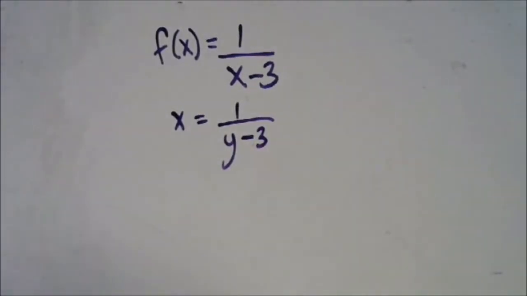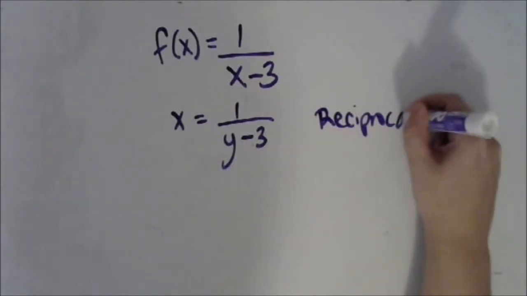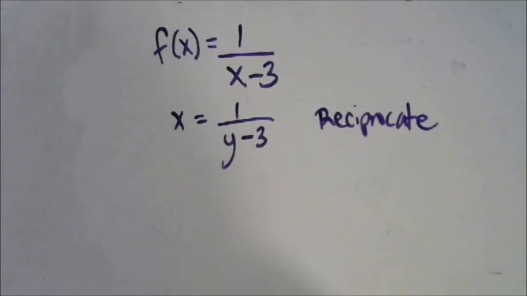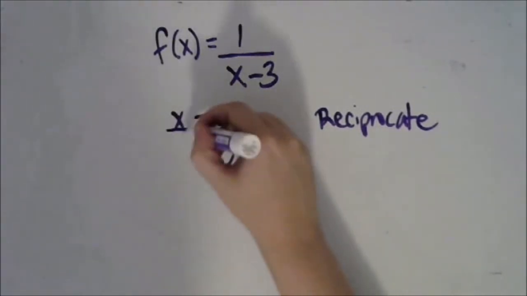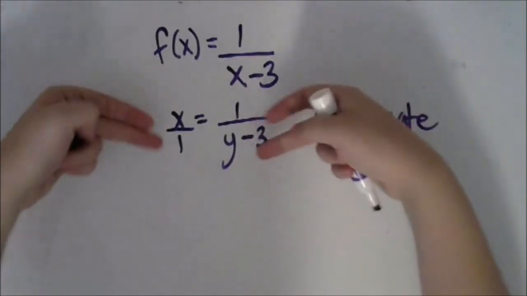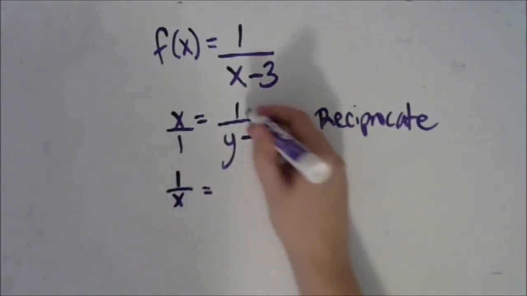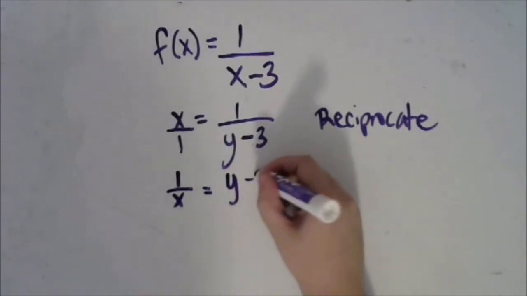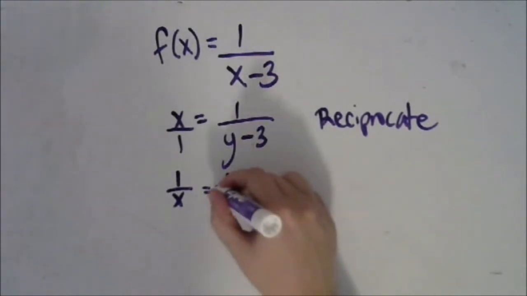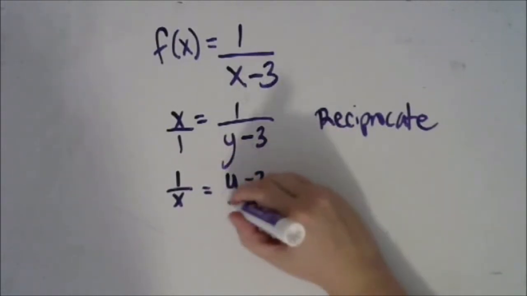Now this function has a few different solving techniques. You can cross multiply, you can find a common denominator. My favorite technique in a function like this is to reciprocate. My goal is to get y by itself, and I can't do that while y is in the denominator. So something I can do, so long as I do it to both sides of the equal sign, is reciprocate the entire fractions. To reciprocate, I get 1 over x equals, when I reciprocate this one, y minus 3 over 1. But I don't need the over 1, because over 1 doesn't do anything mathematically.